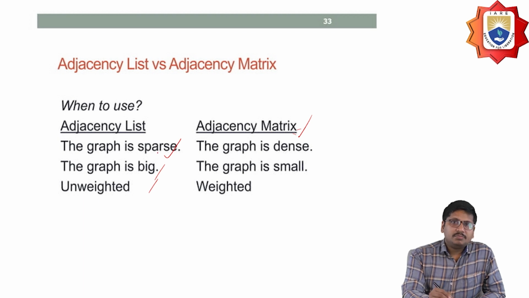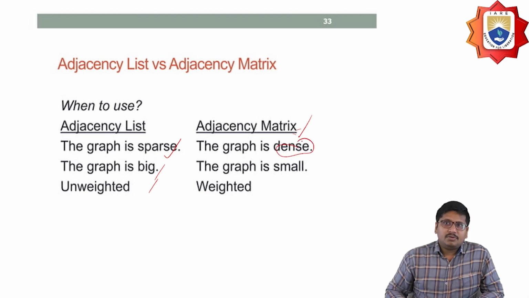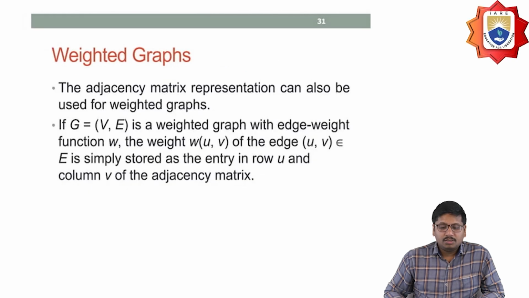So the adjacency list means that the graph is sparse and the graph is big and weighted, whereas in the adjacency matrix the graph is more to be considered as a dense matrix and the graph is nothing but small and weighted. So like this, we have the different basics of this graph introduction, and then the uses, and then where we have to use all these methods and follow them.